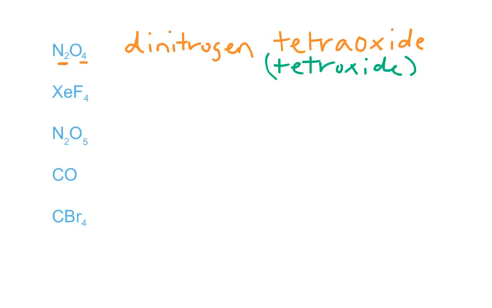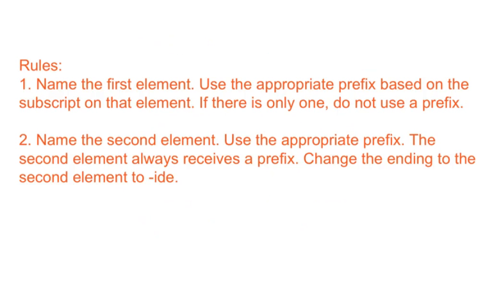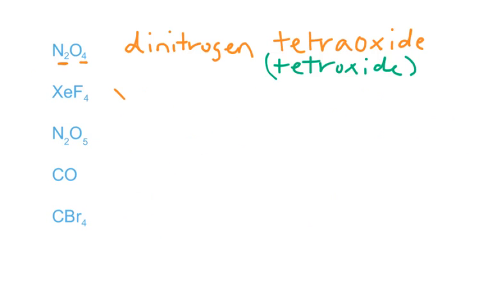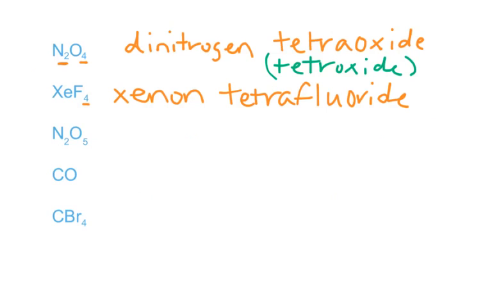All right, second one, XeF4. Xenon and fluorine are our two elements. There's only one xenon, but it does not get a prefix, because remember, the rules are if there's only one, you do not use a prefix on the first one. So it's just going to be xenon. And then the prefix for 4, again, is tetra. So tetrafluoride. Fluoride, IDE, because that's the second element. It always gets an IDE ending.